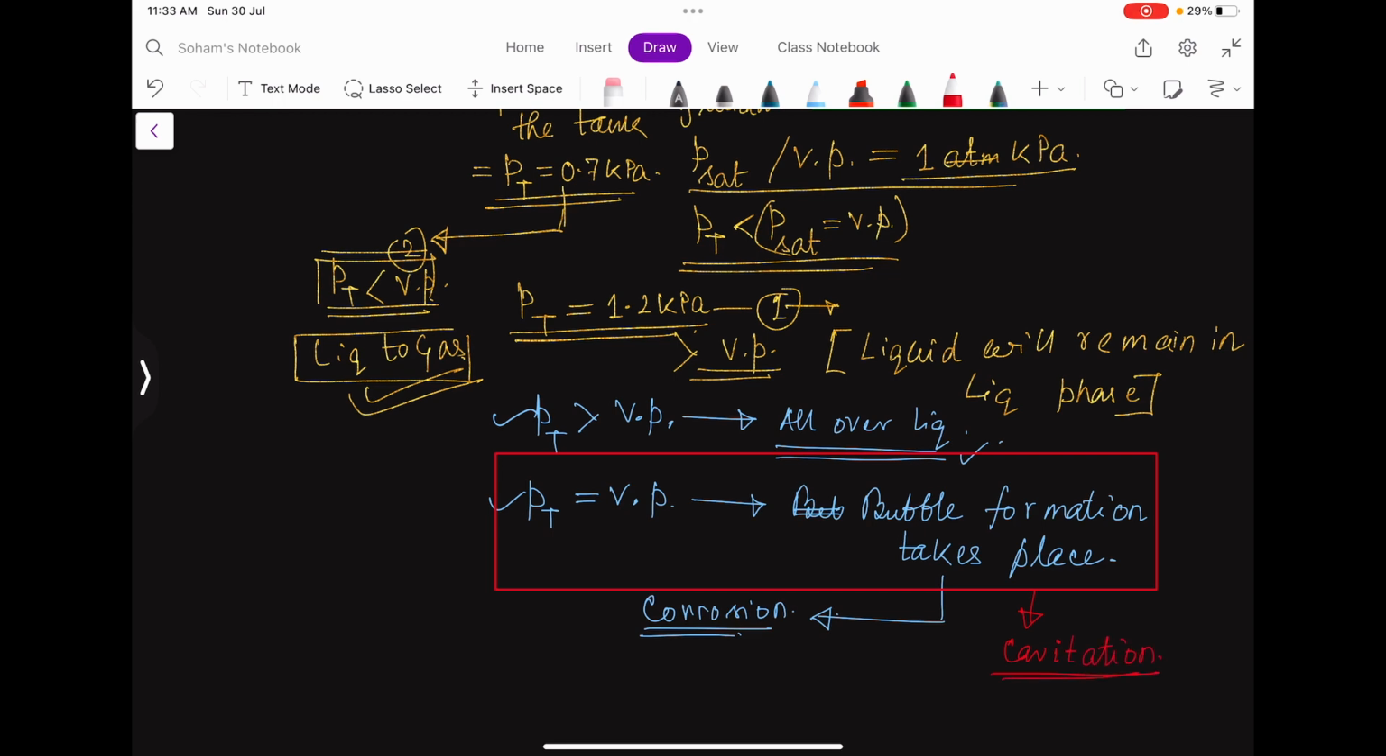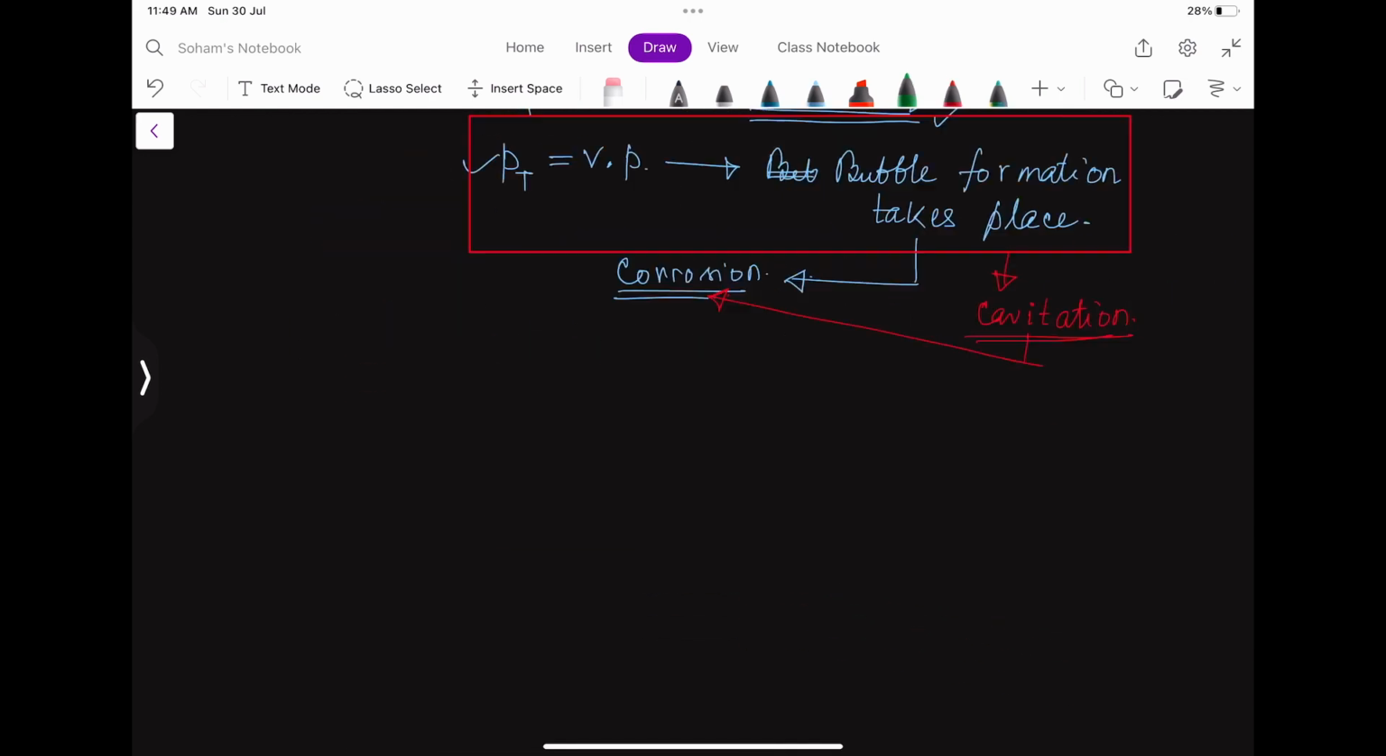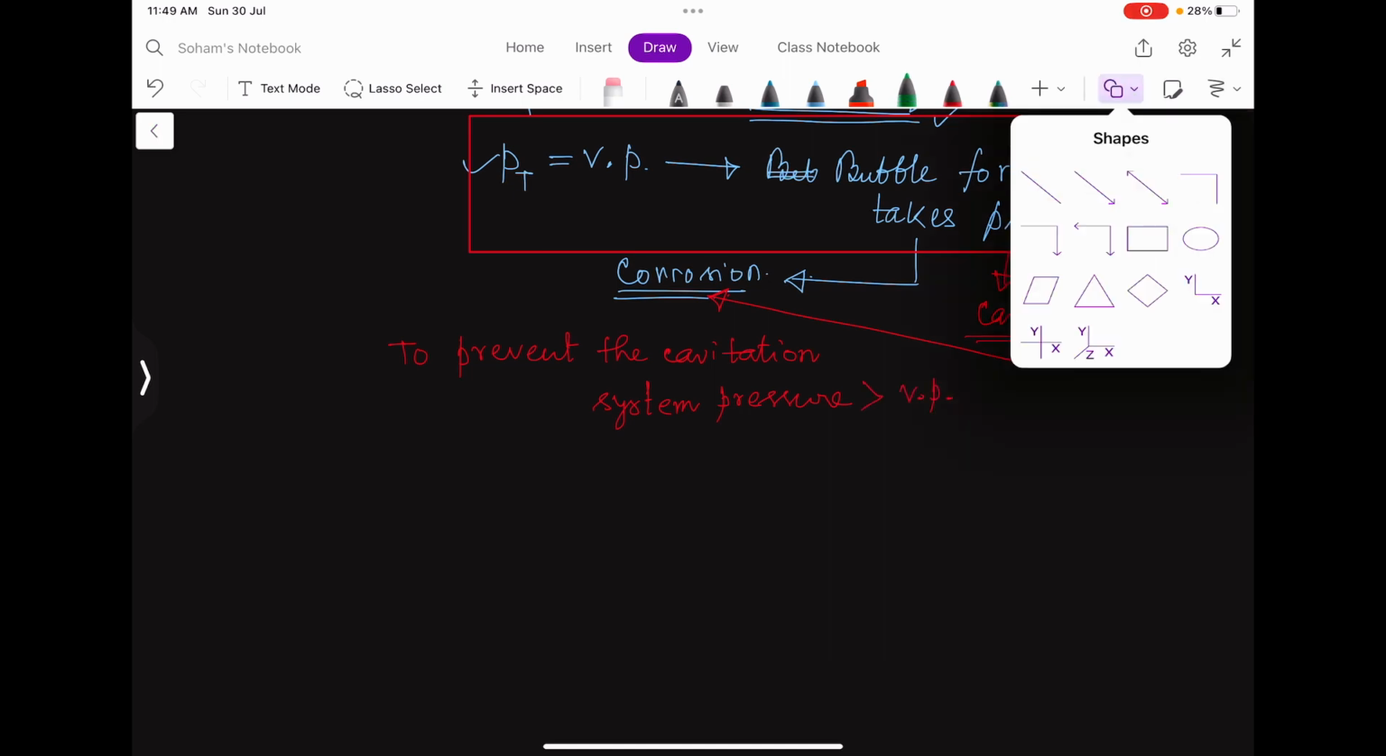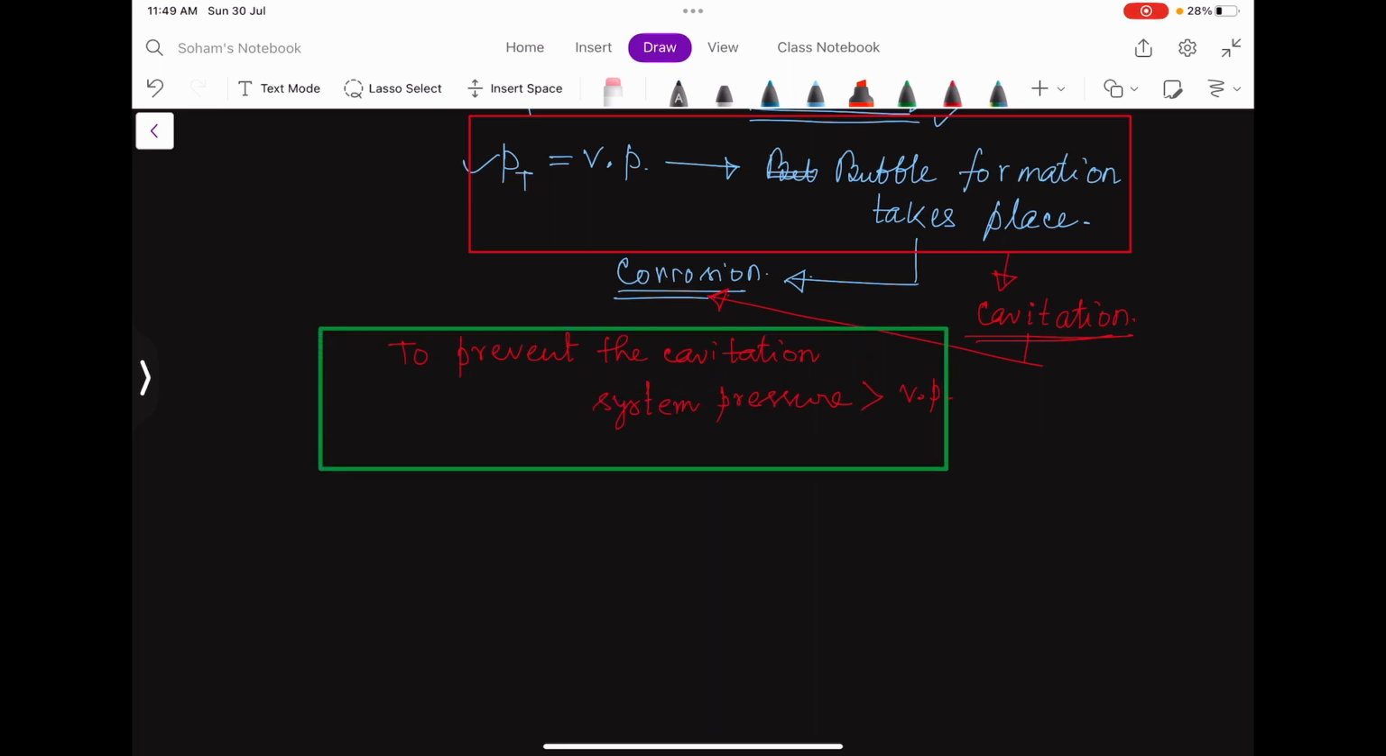Okay, because of which this corrosion occurs, that we don't want. And to prevent the corrosion, that is cavitation, to prevent the cavitation, the system pressure, that is pressure anywhere in the system, should be greater than the vapor pressure. So that is why the vapor pressure is very important for fluid mechanics consideration.